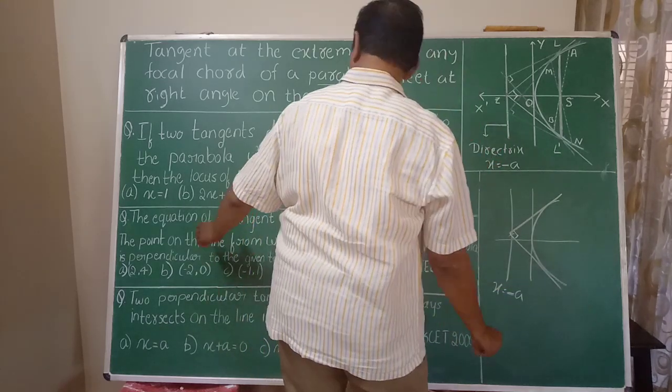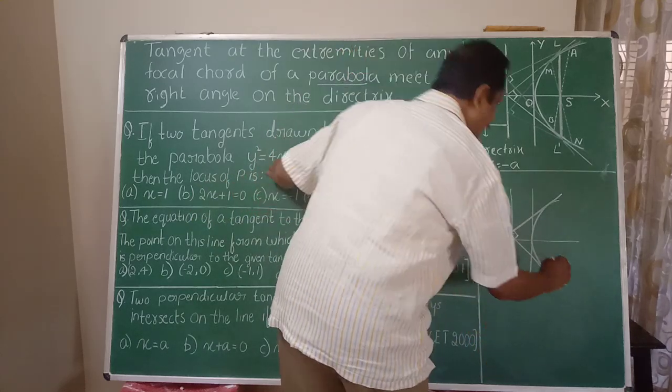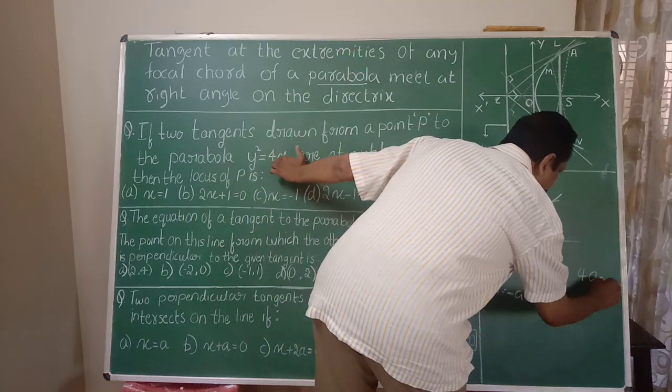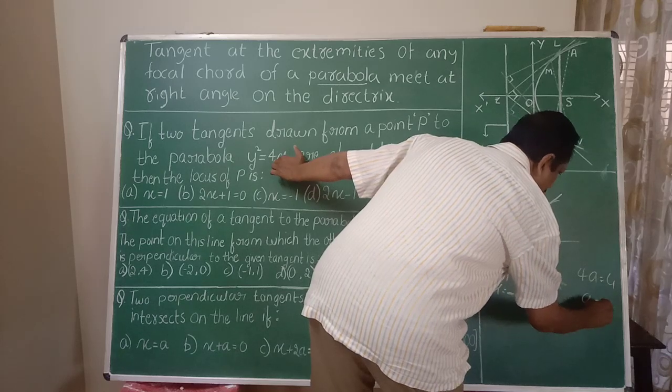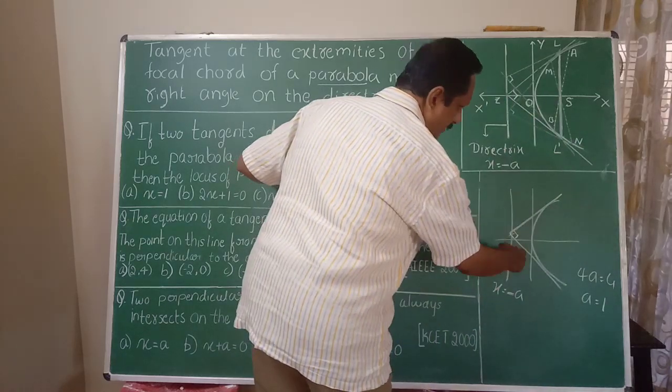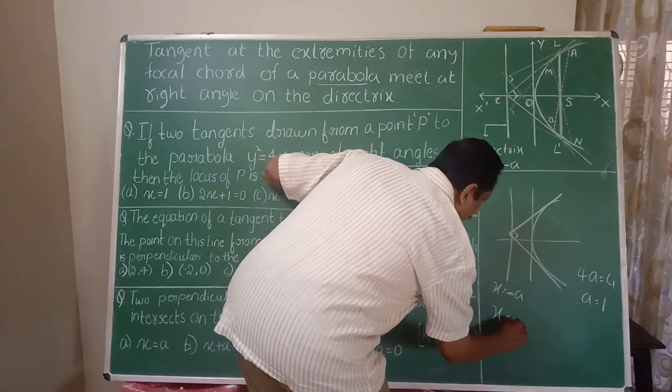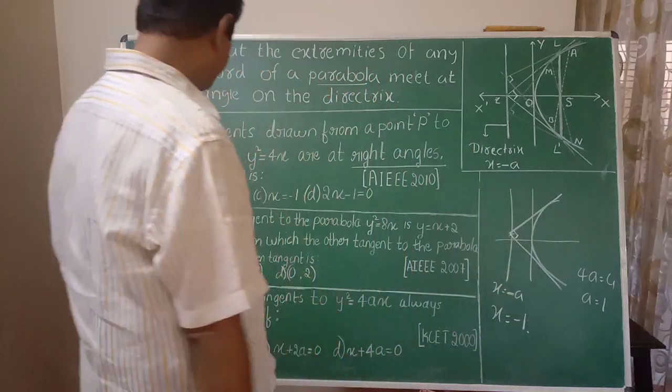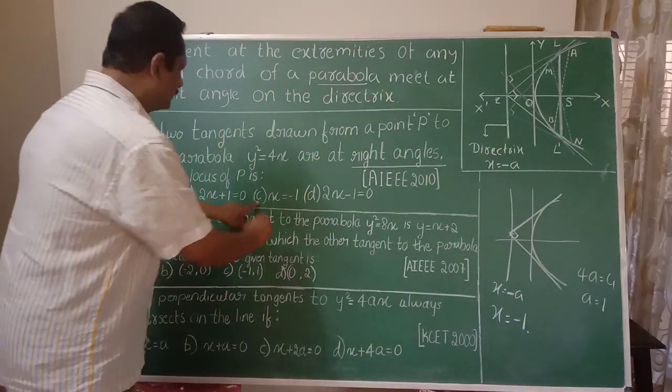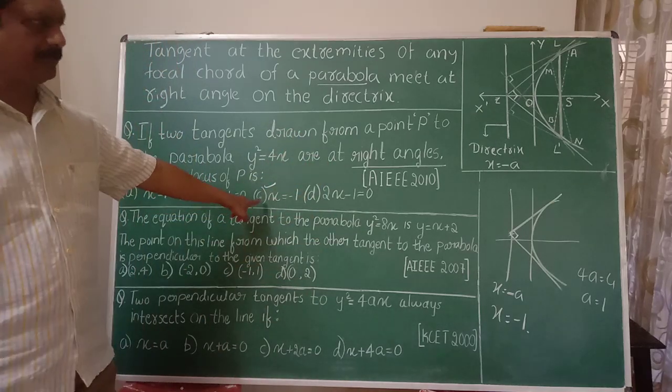From this parabola, 4a is equal to 4. Therefore, the value of a is 1. So the equation of this directrix becomes x is equal to minus 1. So obviously the third option is correct here.